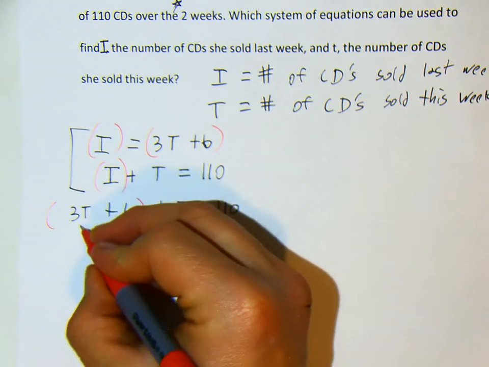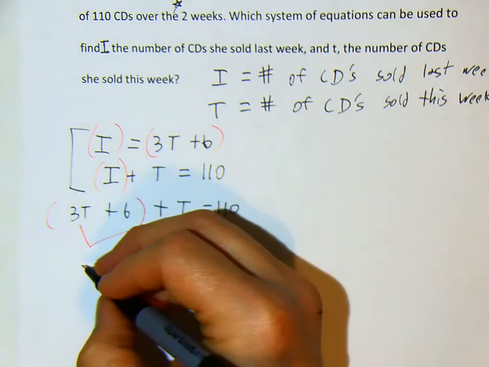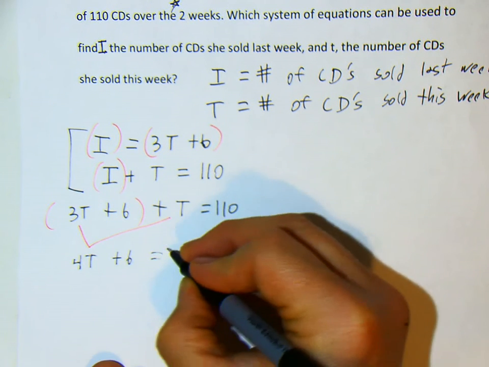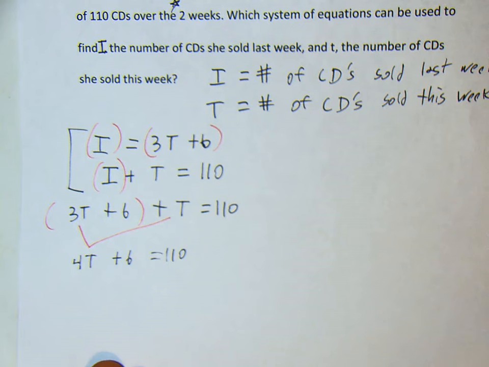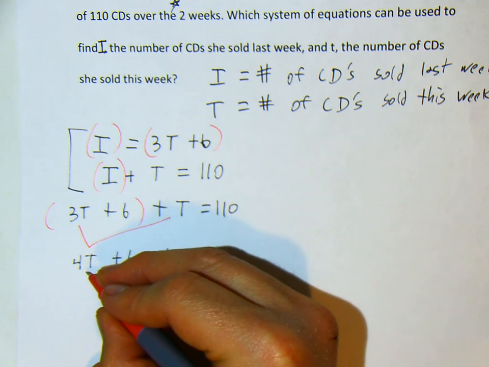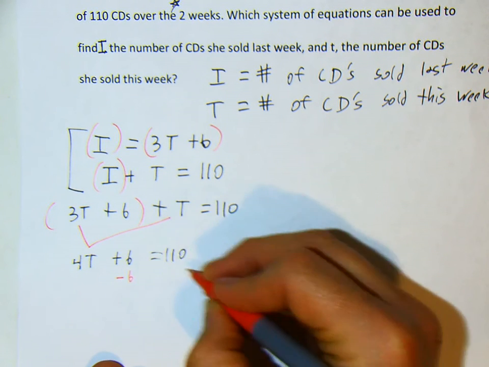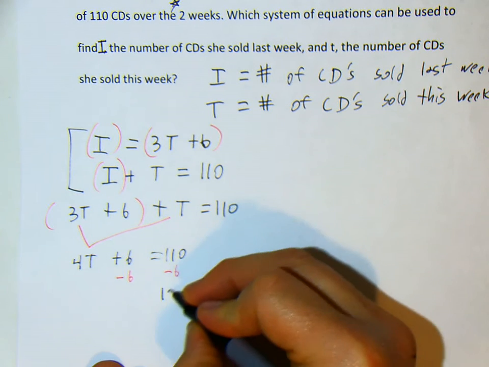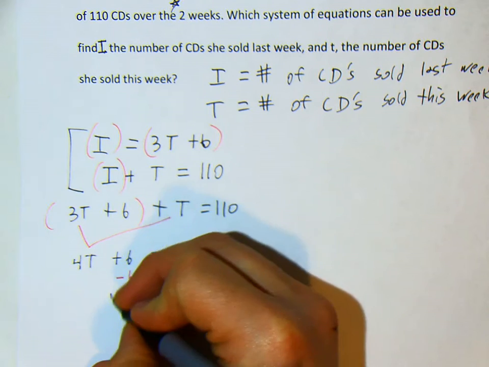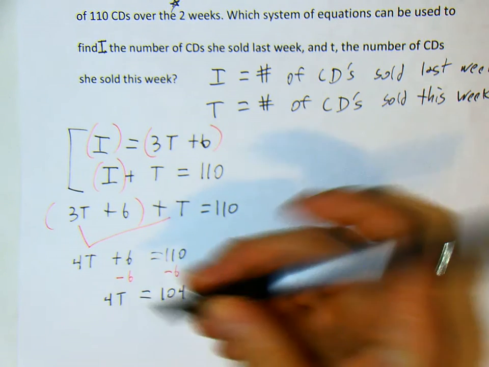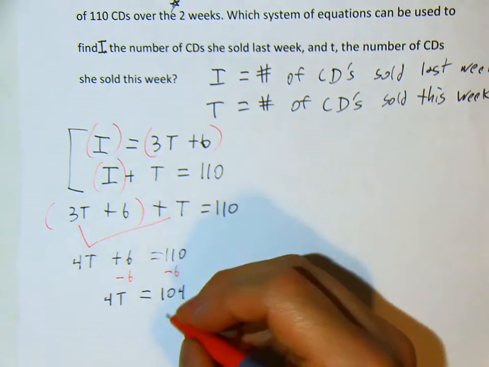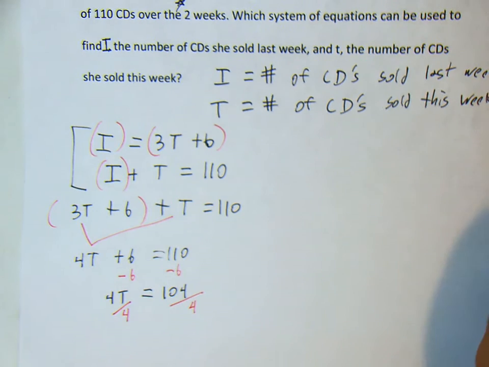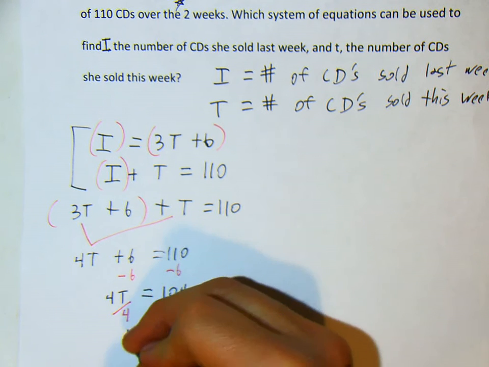So I know I can combine 3T plus T. 3 T's plus a T is 4T, plus 6 is equal to 110. Now I'm going to isolate T, get T by itself. I'm going to subtract 6, the opposite of plus 6. And so I get 104 is equal to 4T. Now I know 4 times 25 is 100. So if I divide by 4, I think it's going to be a little bit more than 25, which it is.